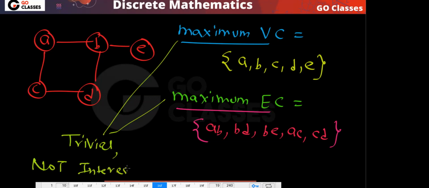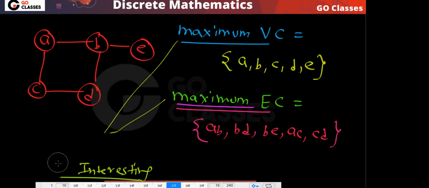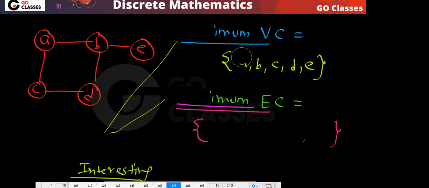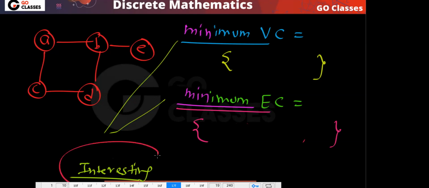They are not interesting because for maximum edge cover, you will put security guard on all the edges, and here you will put security guard on all the vertices. So these are basically trivial. So what is the interesting problem? The interesting problems are the minimum vertex cover and the minimum edge cover. Yes or no? These are the interesting problems.